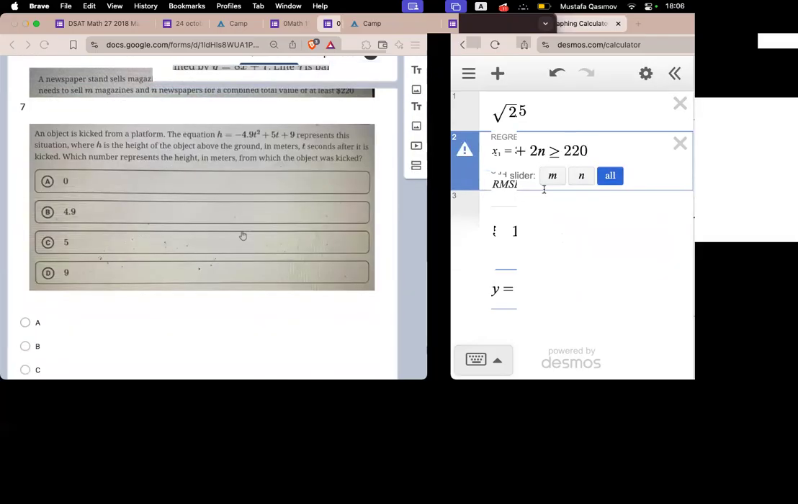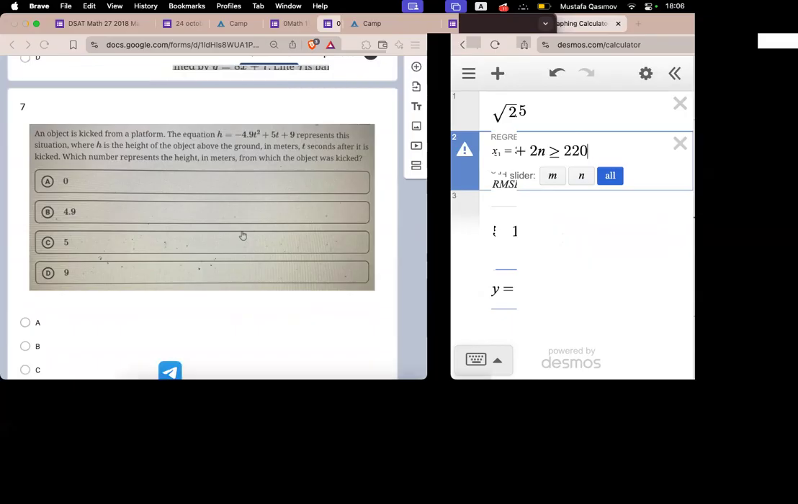7. When it says from what height the object was kicked, it means the y-intercept. You must think like that: t is equal to 0, and when t is equal to 0, it is 9. I am writing this part here too. When it says initial height or something like that, or from what height the object was kicked, it means the y-intercept, and it is equal to 9.